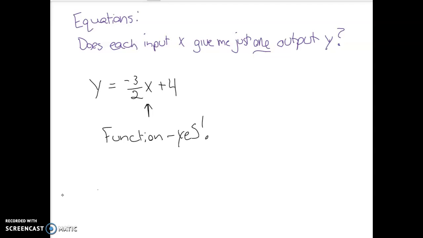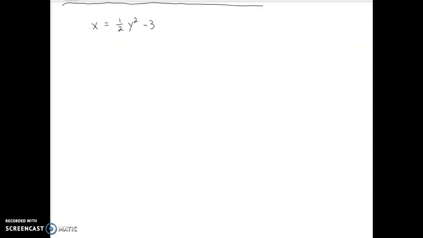Every equation does not result in a function, though. Let's look at another equation. Here I have x equals 1/2 y squared minus 3. One thing that I can do is I can solve for y. When I solve for y, this is what I do. I have x equals 1/2 y squared minus 3.